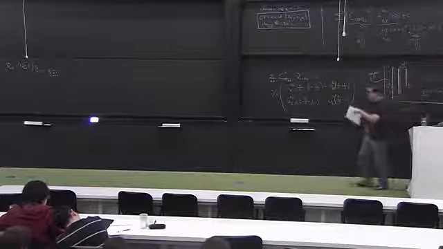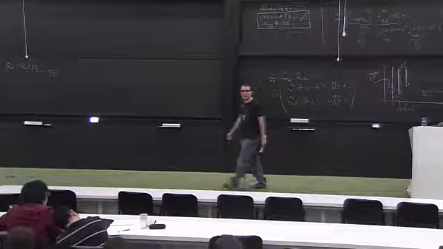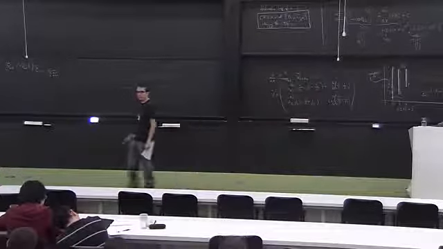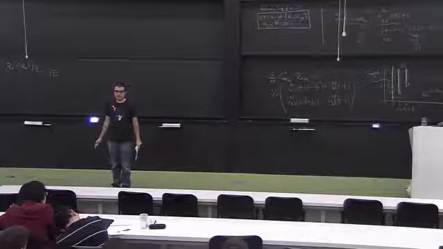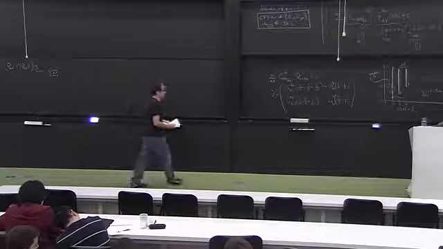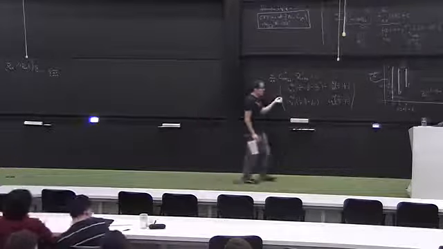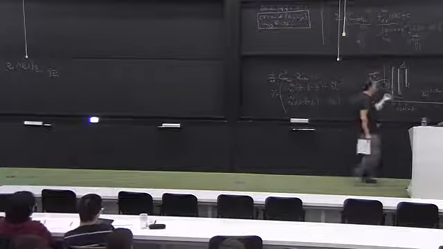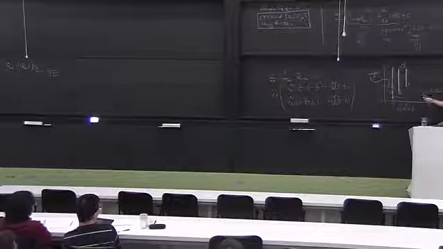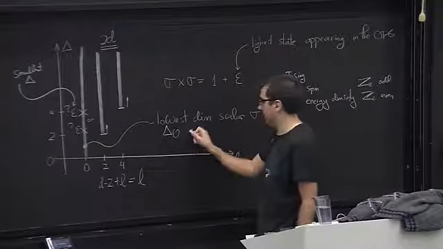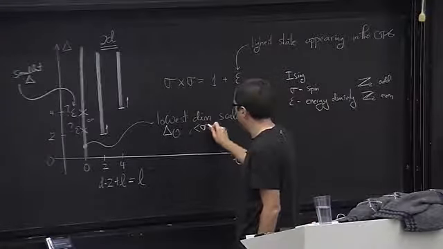Okay? Is it clear? Yes, no, maybe? No? Okay, so let me repeat. We have some operator, and we say, let sigma be the operator with the lowest dimension in my conformal field theory. Let me use that for my external operator. So let me consider a correlation function of 4 sigma operators.